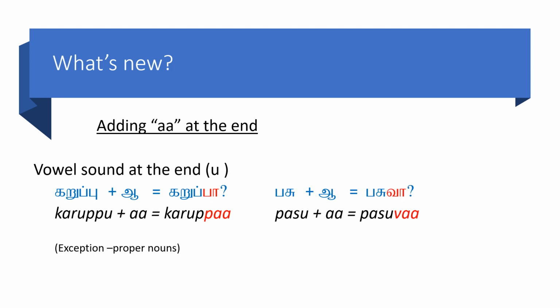If the last sound is U, again there are some variations. If there is a long syllable before the last syllable, or if there is more than one syllable before the last syllable, as in the word karuppu, the U sound is removed and A is added. For example, karuppu becomes karuppa. So the U disappears and just becomes A.